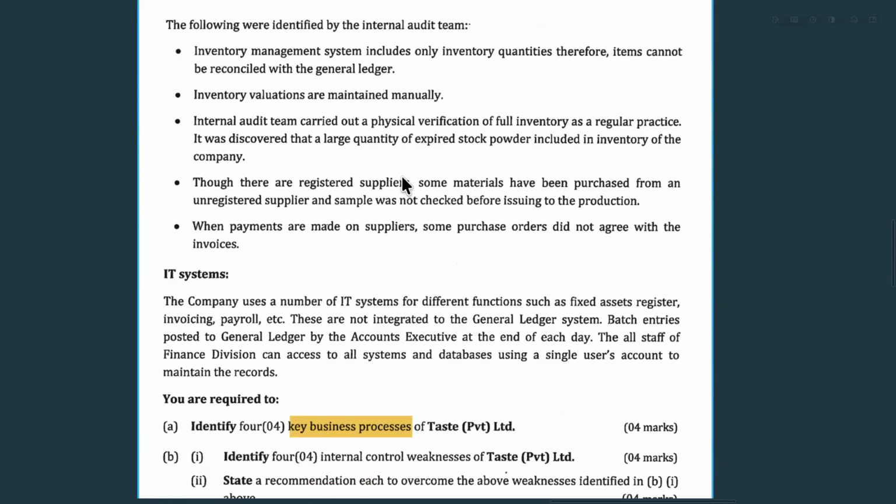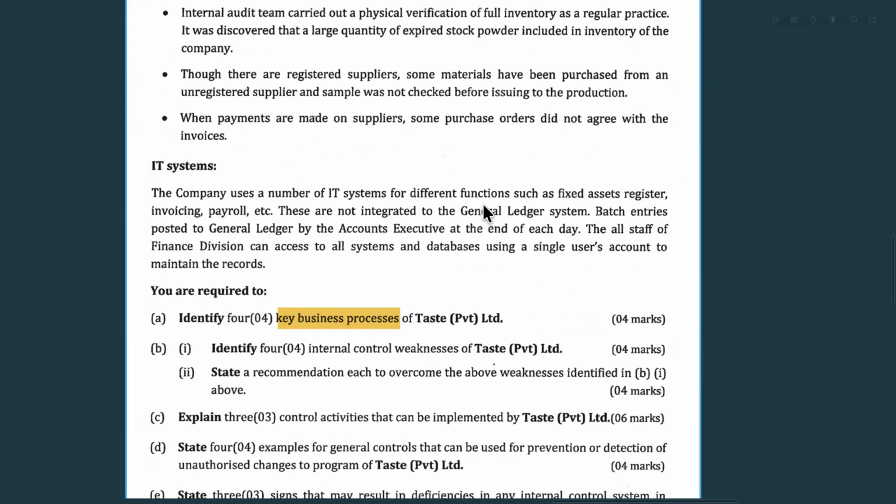So there is no preventive control or even detective control. Payments are made without a three-way match, right? The IT system is there, but there is no authorization control or segregation of duties, nothing. They are processing batch entries, but before batch entries, they are not mentioning any input control.